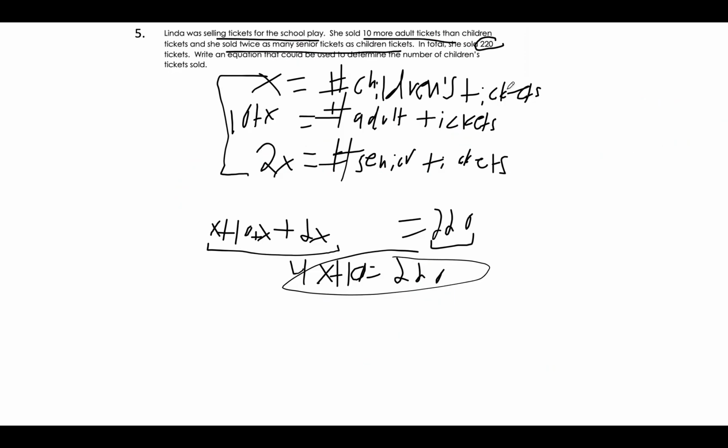And our final question is the following. Linda was selling tickets for the school play. She sold 10 more adult tickets than children's tickets, and she sold twice as many senior tickets as children's tickets. In total, she sold 220 tickets. Write an equation that can be used to determine the number of children's tickets sold.